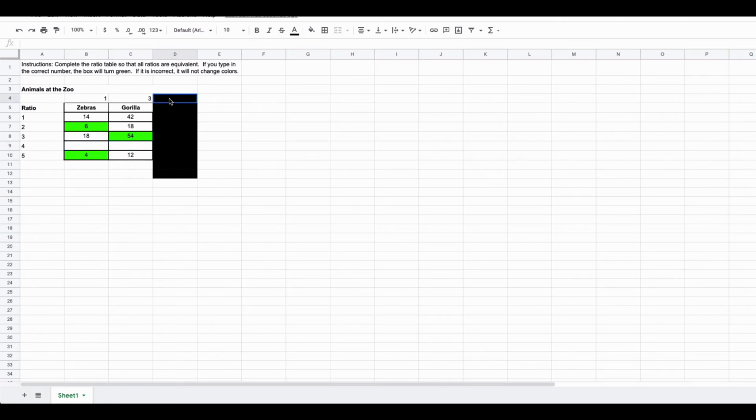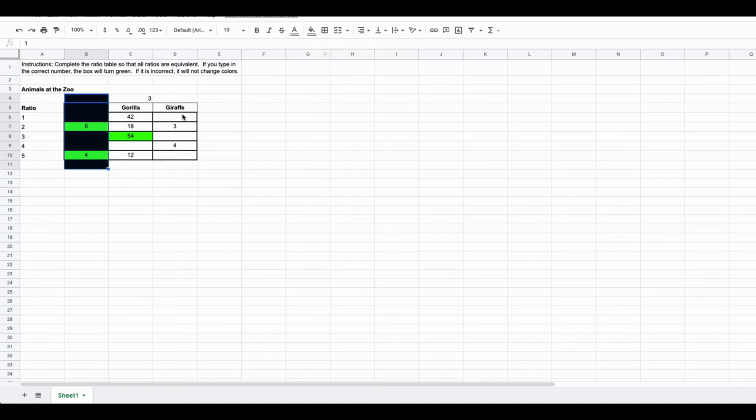Now I'm going to uncover this part of the ratio table because we need it. And now I'm going to pretend that the zebra column is grayed out. And I'm going to treat the rest of this table as if it's a gorilla to giraffe ratio. The one that's given to us is right here in the middle. It's 18 to 3. So I'm going to simplify 18 to 3 as much as I can. And that would be a 6 to 1 ratio if you divide them both by 3.